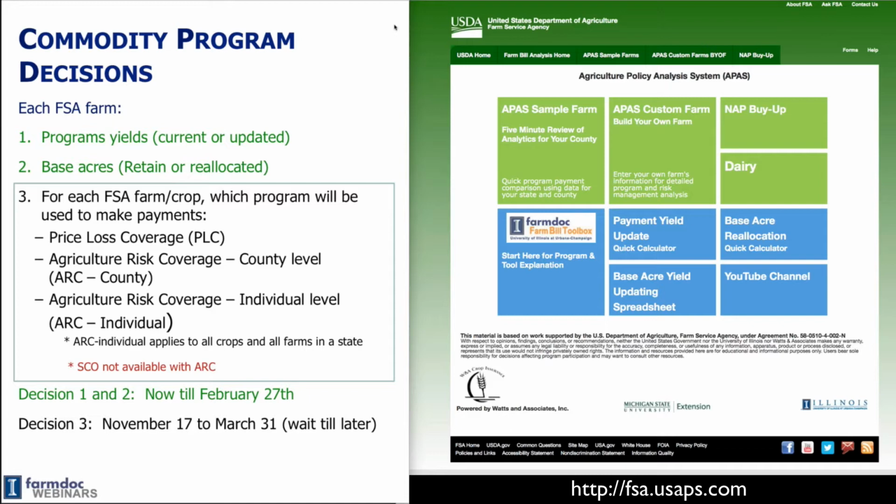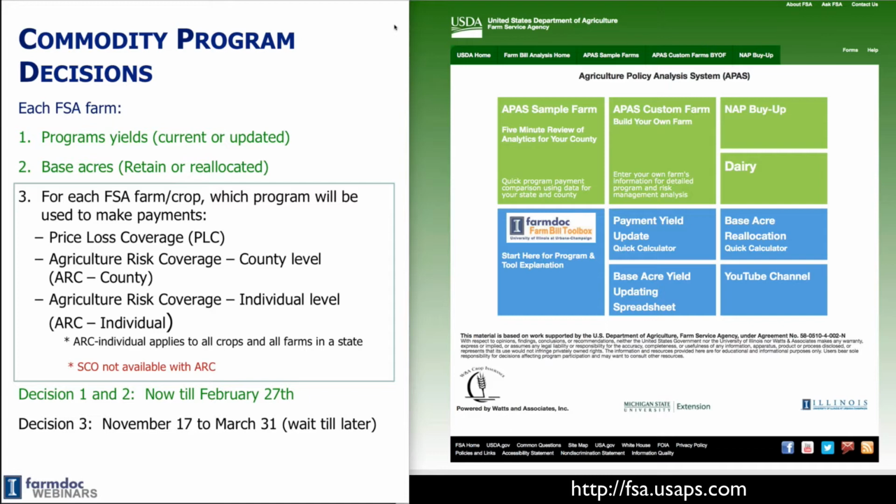Decision's pretty straightforward. Pick the highest. So of which one of those two results in the highest yield, you pick the one that's the highest. Base acres, you will be given two alternatives, current or reallocated. And reallocated will be based on plantings from 2009 through 12. You will be given those two alternatives.